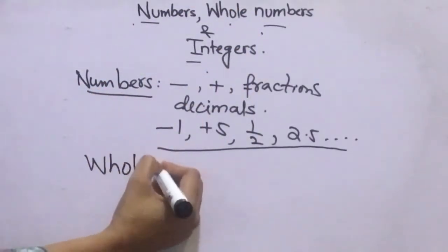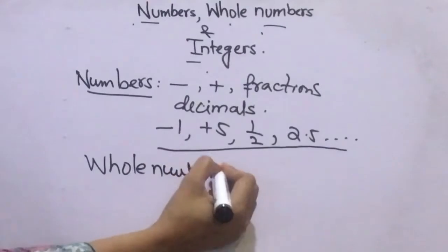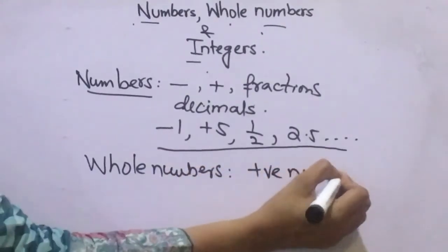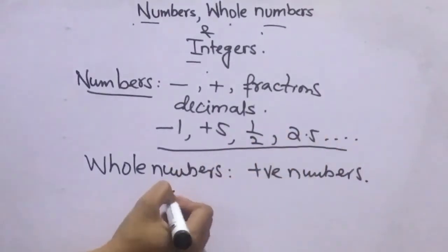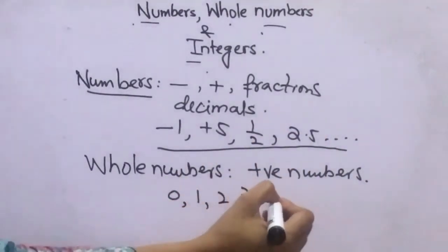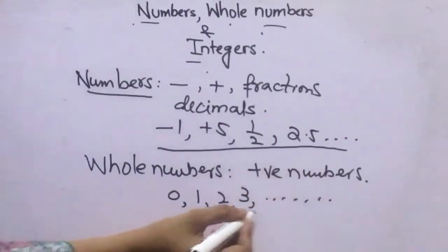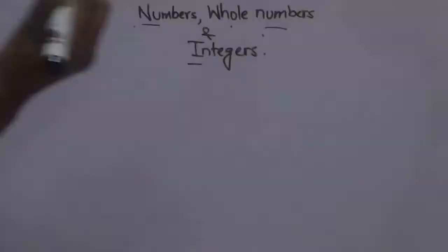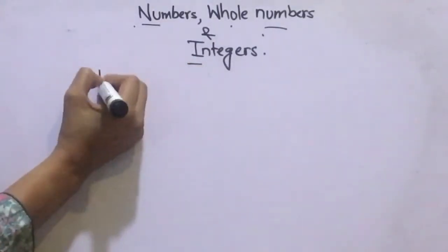Now what are the whole numbers? Whole numbers are just positive numbers like 0, 1, 2, 3 and so on. These are called whole numbers. Now what are the integers?